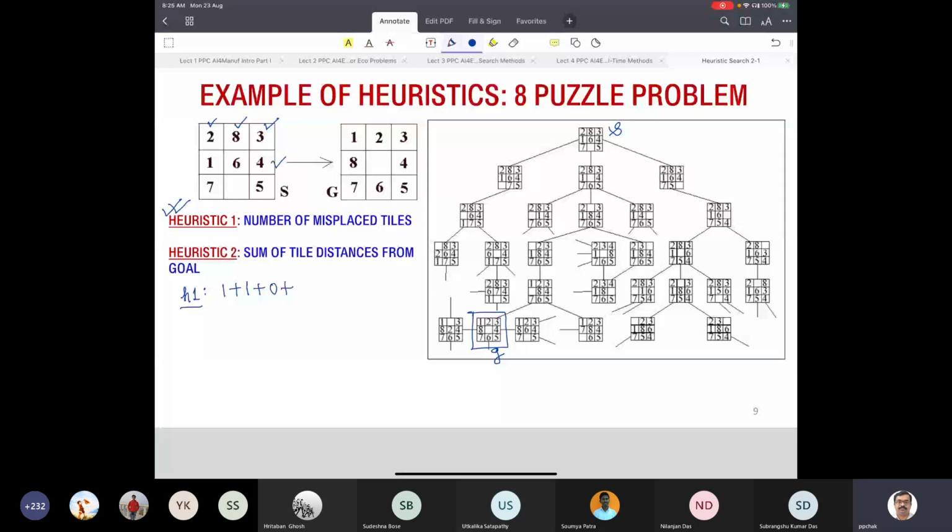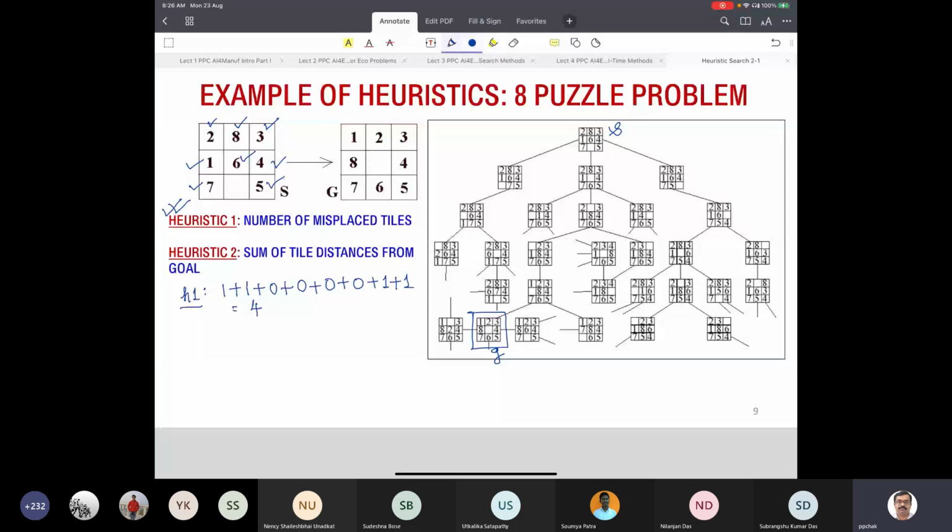This one is in place or out of place? In place. This one? In place. This one? In place. 7. This is in place or out of place? So we get a value of 4.